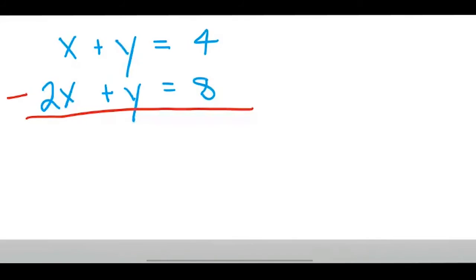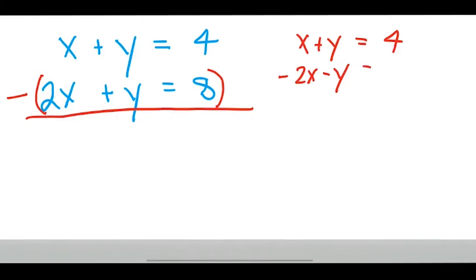Now, when I subtract, I'm going to subtract the entire bottom equation. So that's actually going to change what the equation is. So I'm going to rewrite it over here as x plus y equals 4. And now this bottom equation, I'm going to change all the signs of the bottom equation. So it will become negative 2x minus y equals negative 8.